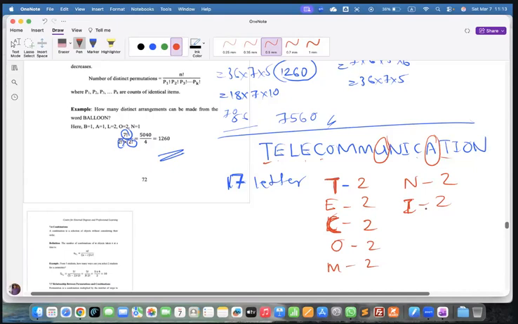L is there. L is only 1 time, right? So altogether 17 letters. There are 1, 2, 3, 4, 5, 6, 7 letters that occurred 2 times. So 7 into 2, 14. Here 15, 16, 17, right?